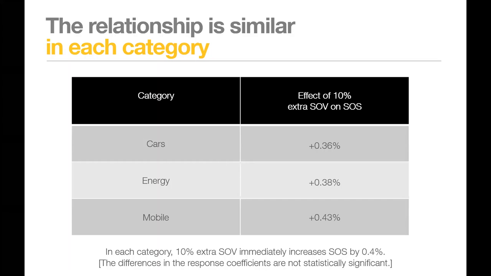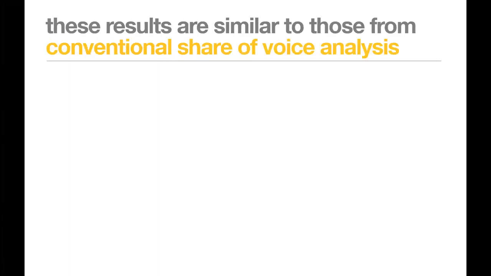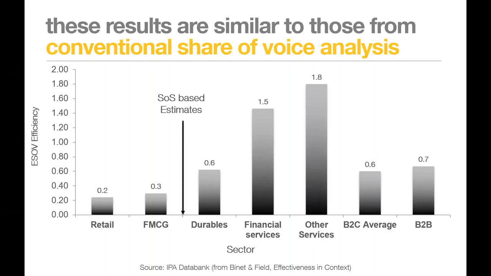I'm a bit of a data geek, and I find it remarkable that the response is so similar in these three quite different categories. What is also interesting is that this is rather similar, at least in terms of orders of magnitude, to the results you get from conventional share of voice analysis. So, for example, the work that Peter Field and I have done with the IPA data bank gives us average measures for how market share responds to share of voice for different categories. Here's the data that was presented in our most recent book, Effectiveness in Context.